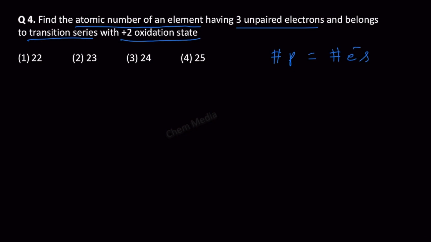Here the atomic numbers of neutral elements are given, and therefore if the atomic number is 22, it means titanium, 23 means vanadium, 24 means chromium, and 25 means manganese. Now in the neutral element we will have 22 electrons here, 23 electrons here, 24 electrons here, and 25 electrons here. However, when it goes to +2 oxidation state, then it is titanium 2 plus.